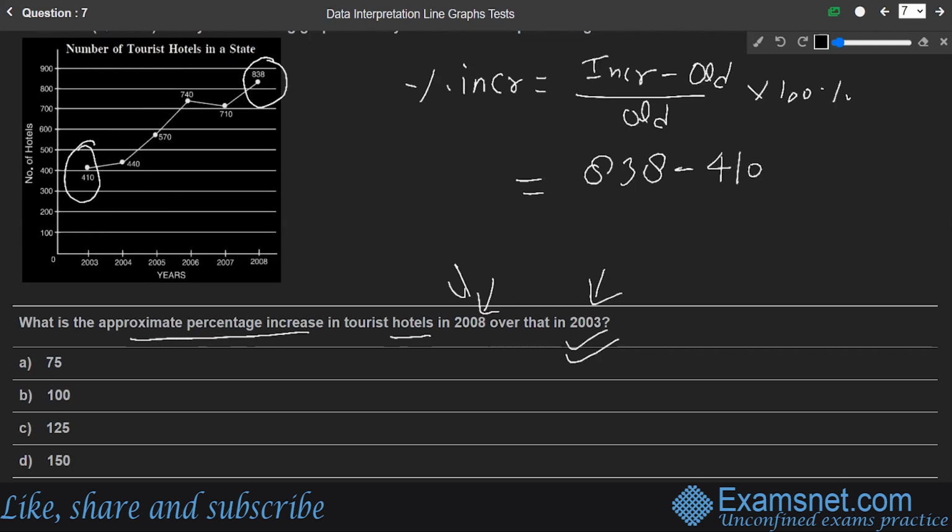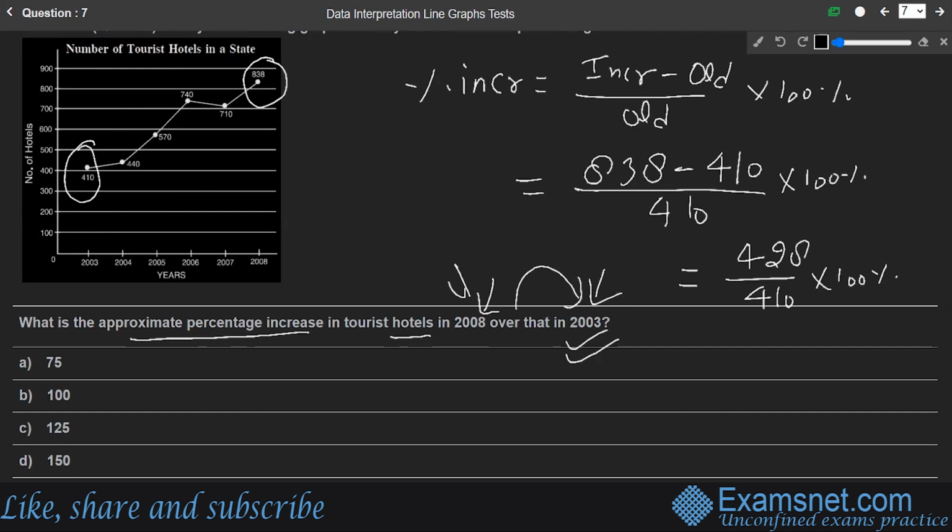So it has to be 410 divided by, he says, over 2003. So divided by 410 only into 100%. So we are supposed to solve this particular expression, and then only we can answer this question. If we solve this further, 838 minus 410 is 428 divided by 410 into 100%. That's what we are supposed to solve.